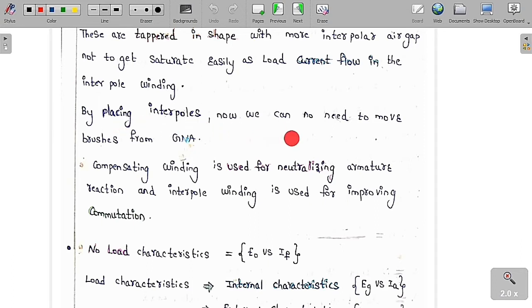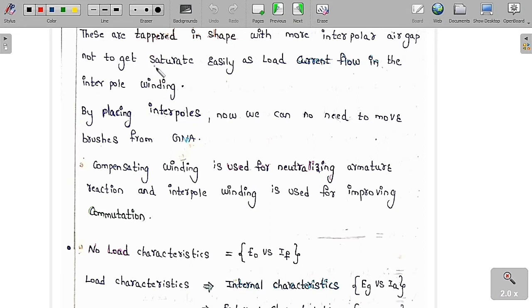By placing interpoles, we have no need to move the brushes from GNA. I have already told you, if you keep the interpoles, GNA and MNA always coincide with each other. So now you don't have to shift your brushes from GNA, because MNA is always on the GNA axis only. There is no need of shifting the brushes even if the load is changing. I have already told you this important point.